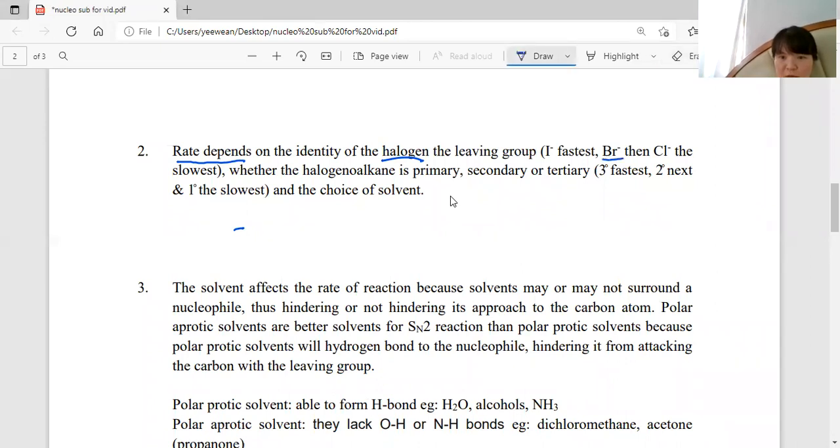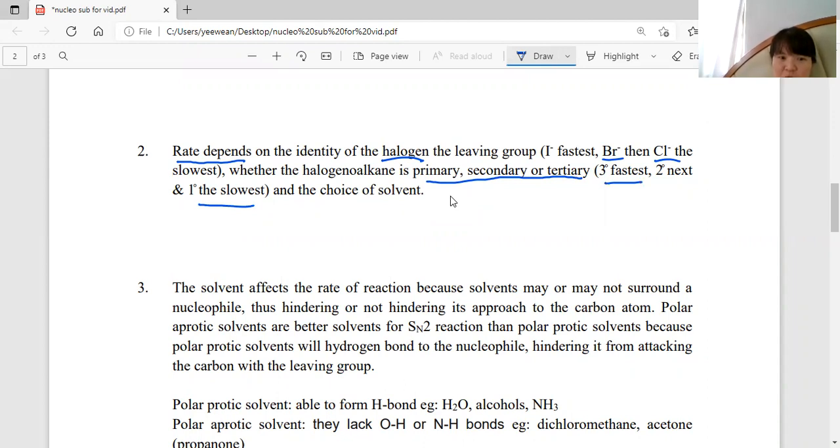A bromoalkane will be second, and chloroalkane the slowest. A fluoroalkane doesn't usually react, or it's very, very slow. So you'll see that in exams, most of the time it's iodo, bromo, and chloro, chloro being the slowest. The rate of reaction also depends on whether the halogenoalkane is primary, secondary, or tertiary. So if it's tertiary, it's the fastest, and primary is the slowest.